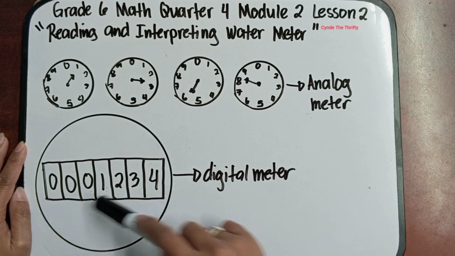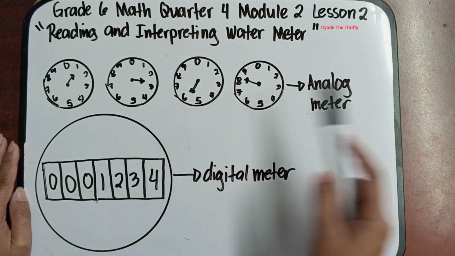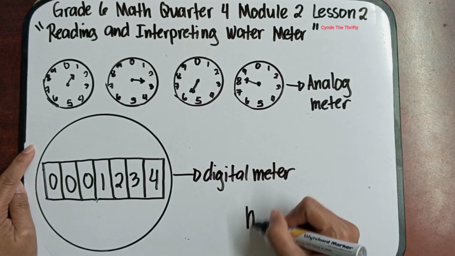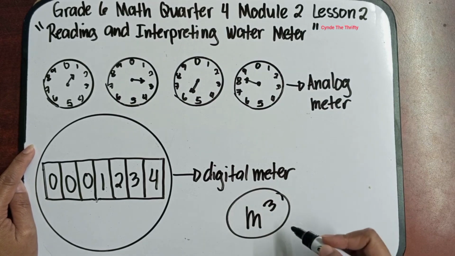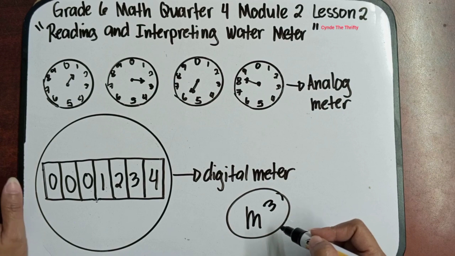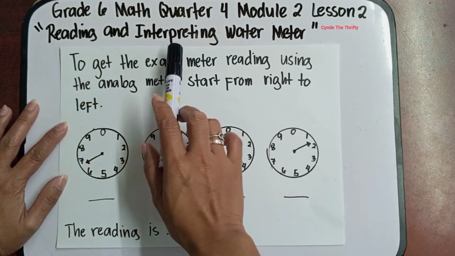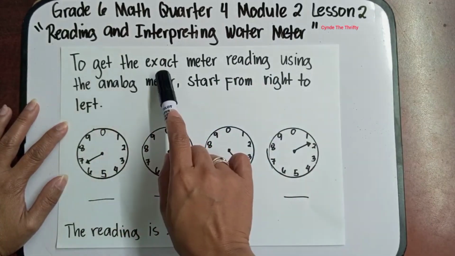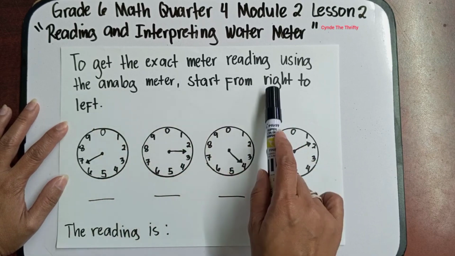So, ayan, diretso na number yung makikita nyo kapag digital meter ang gamit nyo. Ang unit naman na ginagamit natin sa water meter is cubic meter. So, ito yung unit na gamit natin kapag water meter ang pinag-uusapan, cubic meter. Meron tayong mga rules na i-follow sa pagbasa at pag-interpret ng water meter. Ang first rule natin is to get the exact meter reading using the analog meter, start from right to left.